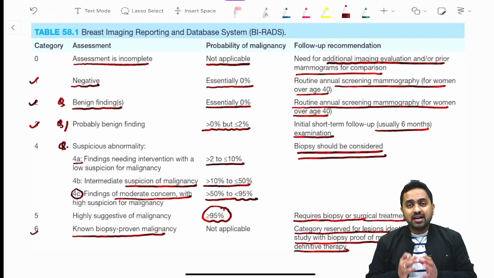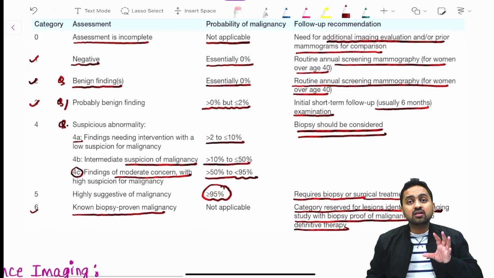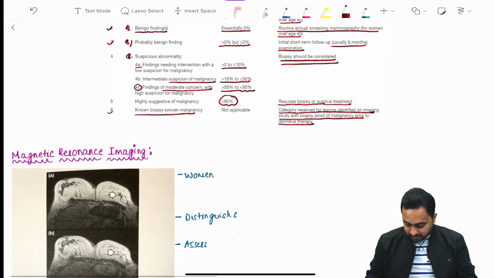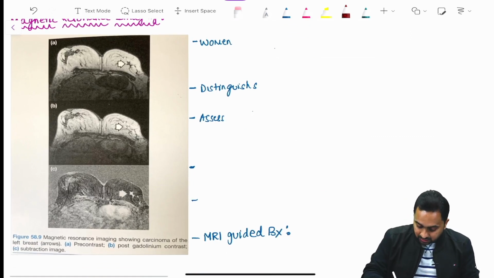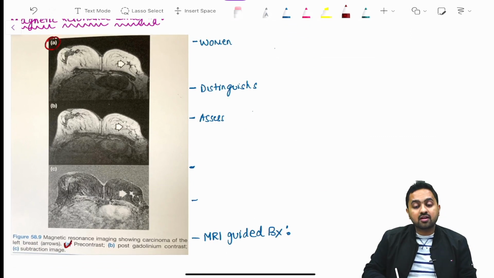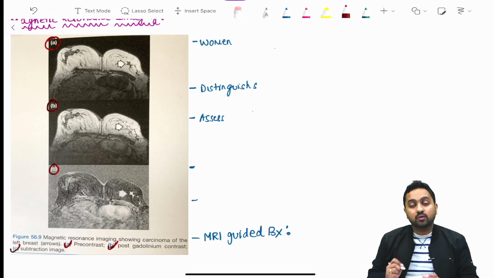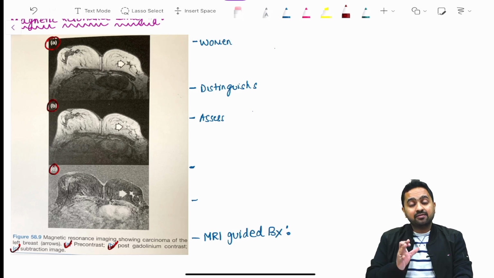Now there are some additional modalities of your imaging, which include your magnetic resonance imaging and PET scan. So what are your conditions when you would be required to do a magnetic resonance imaging? If you look at this image over here, your A image is your pre-contrast image, and your B image is your post-gadolinium contrast, and C is your subtraction image showing the presence of your breast tumor. So who are the candidates where you would want to do a magnetic resonance imaging?